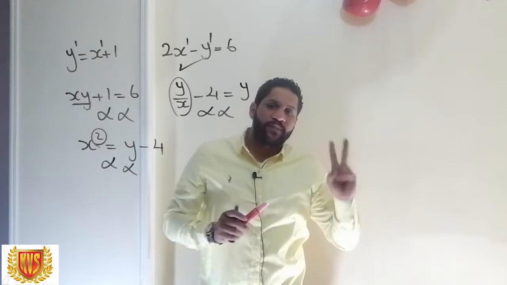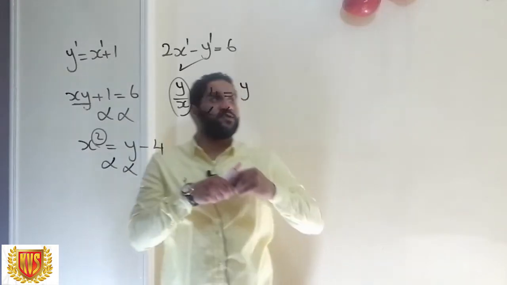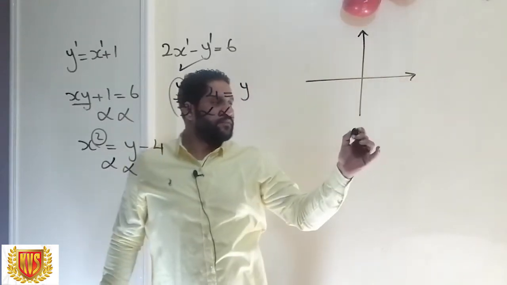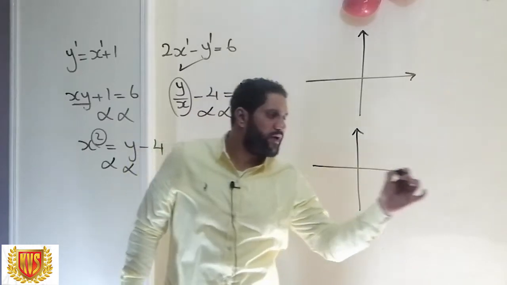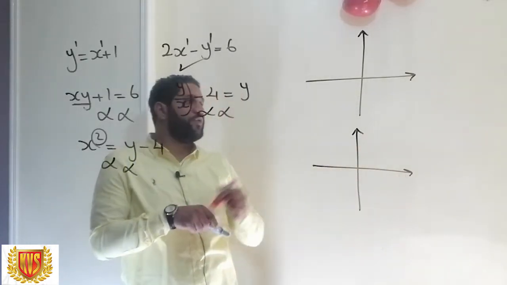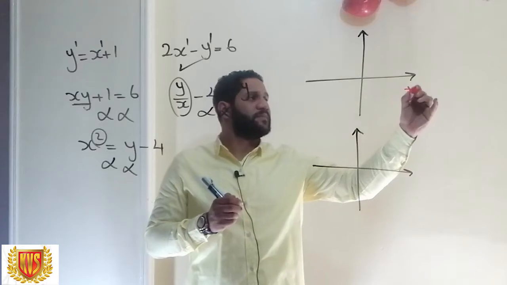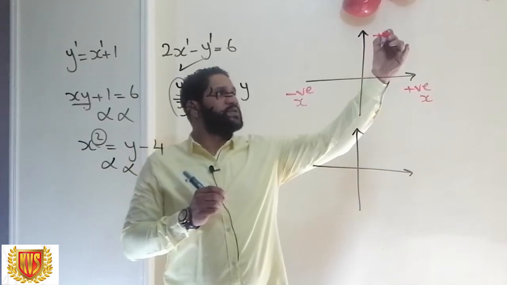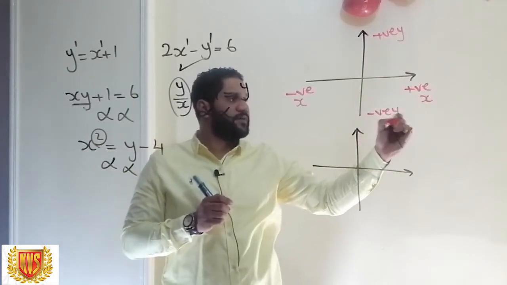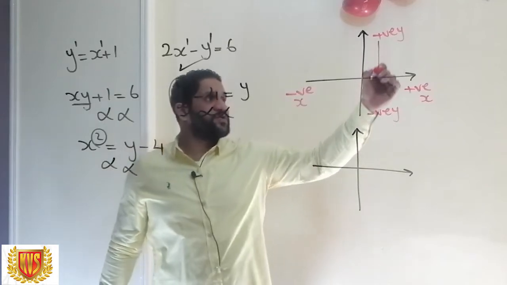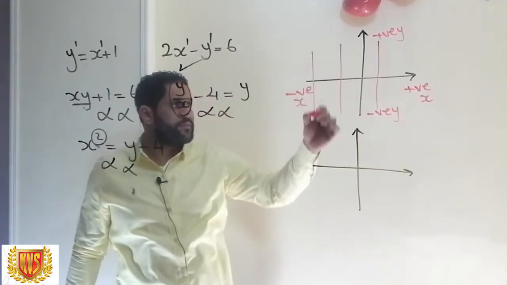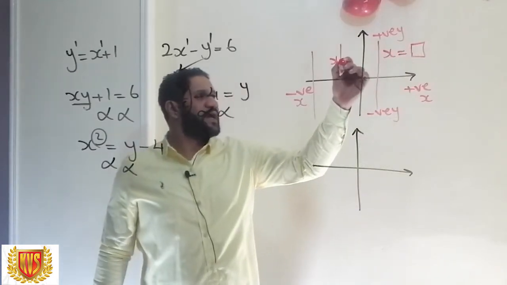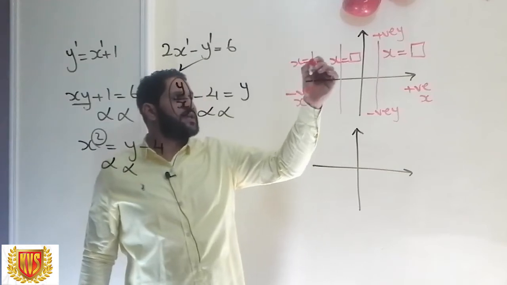There are two special straight lines, you must know them. The first one is when I have a vertical line, or when I have a horizontal line. First, we all know that this is the positive x and this is negative x. This is positive y and this is negative y. Okay? When you have any vertical line like this, it is x equals something. Here also it's x equals something. Here also it's x equals something.